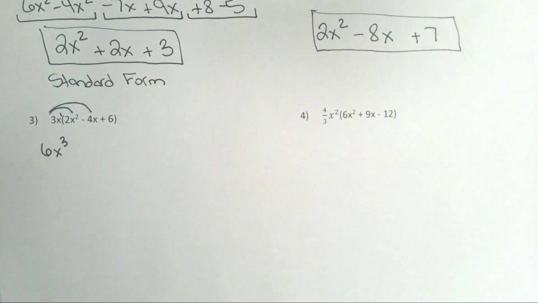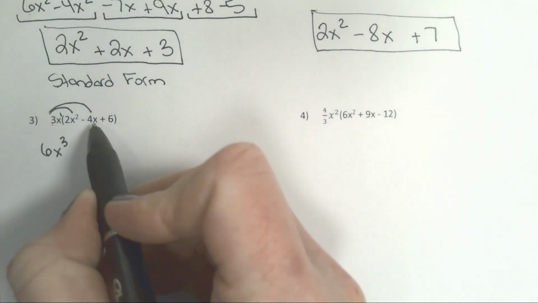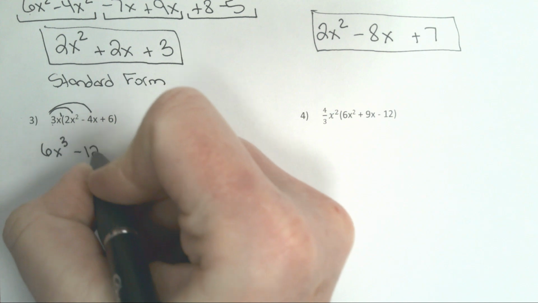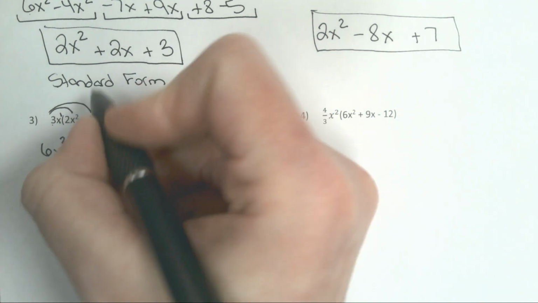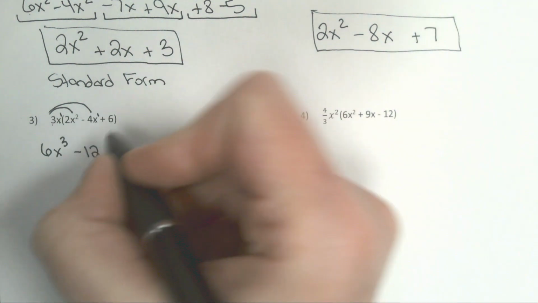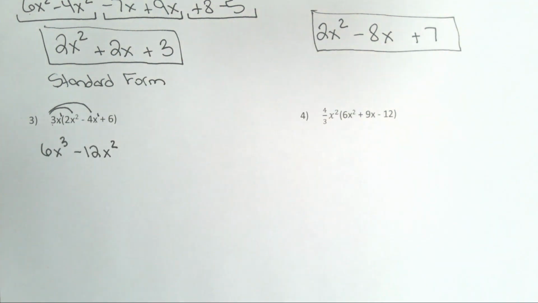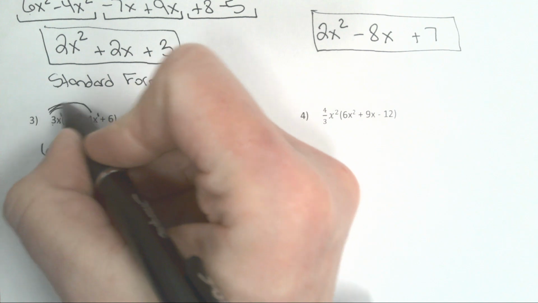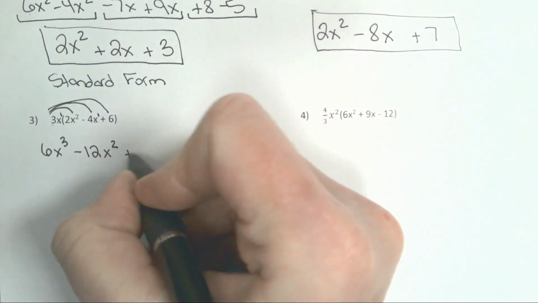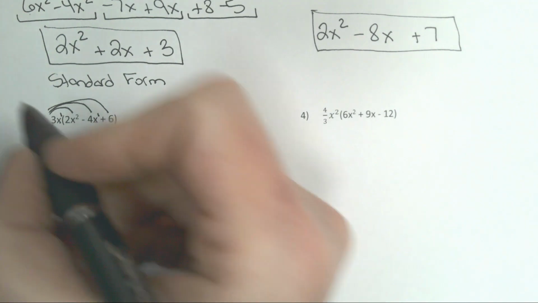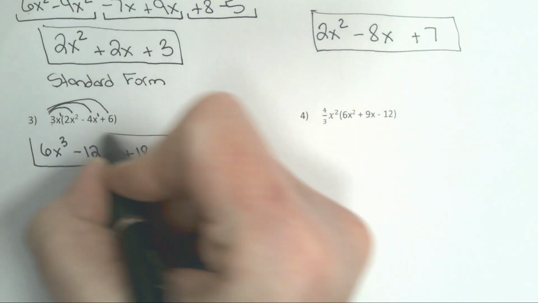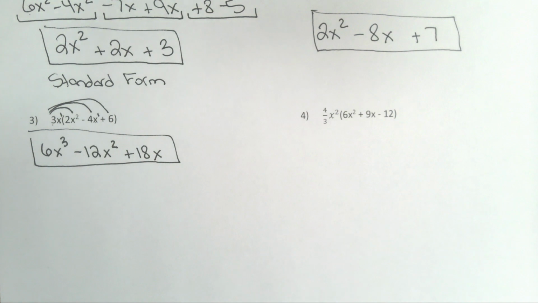So now you have to distribute to the next. 3 times negative 4 is negative 12 for the coefficient. And x times x, there's an invisible 1 on that one, means that's x to the second. 6 times 3 is 18, and then you just have the 1x from that one. And that turned out to be in standard form, and there's no like terms here.